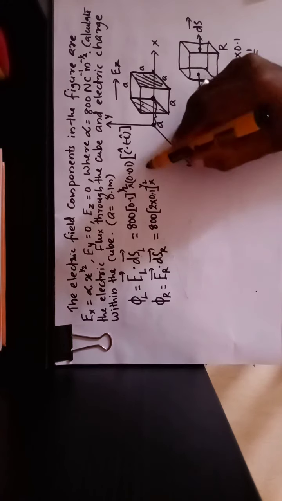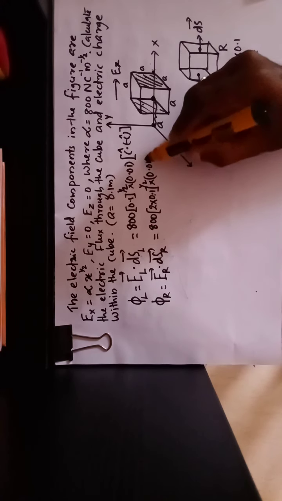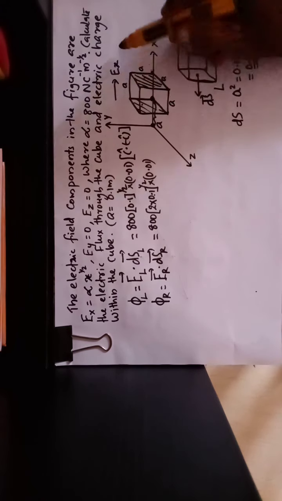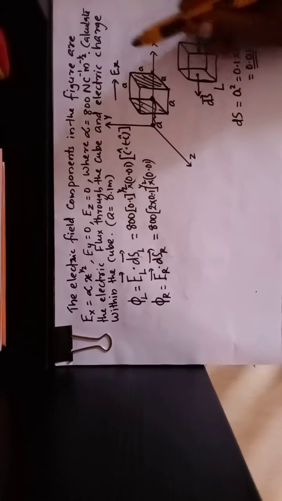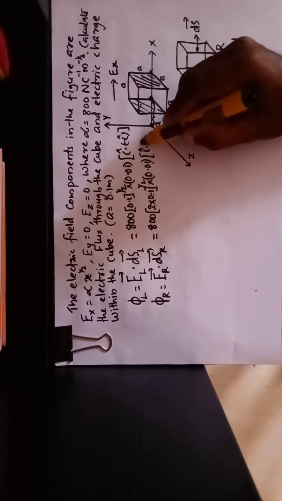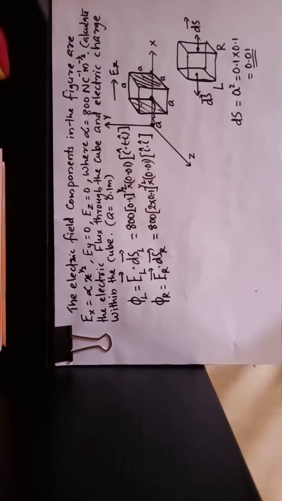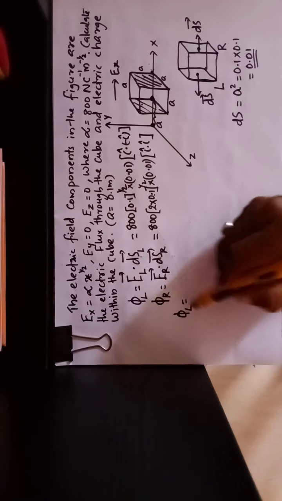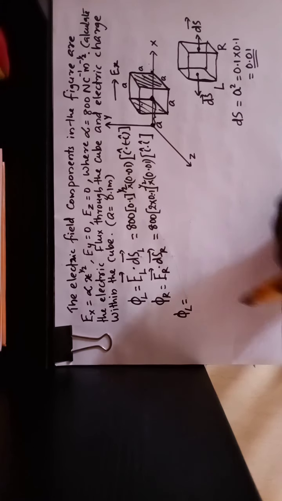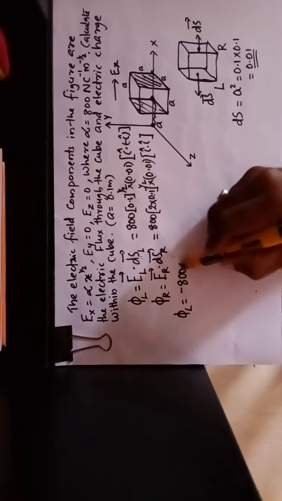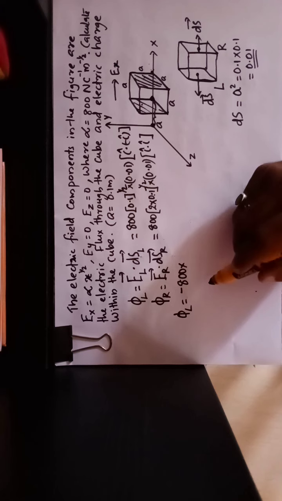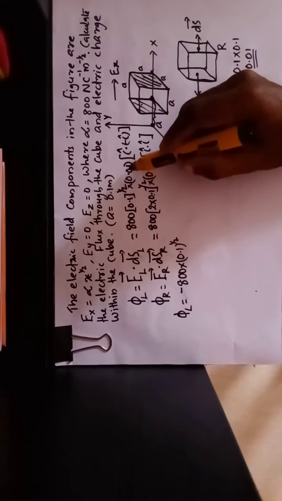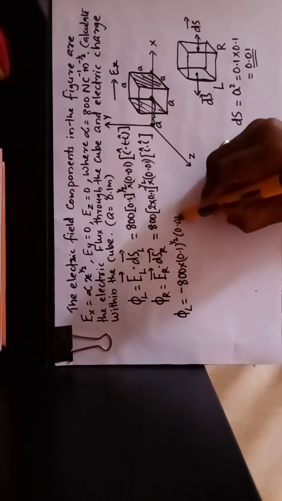Now area. Area has same value, that is 0.01. Now here for the right face, the area vector is towards right side, and electric field also towards right side. So both in same direction, I can take i dot i. So further simplifying, what is phi L? Phi L is equal to minus 800 into 0.1 raised to 1 by 2, then 0.1 square, that is 0.01. Okay, this is phi L.